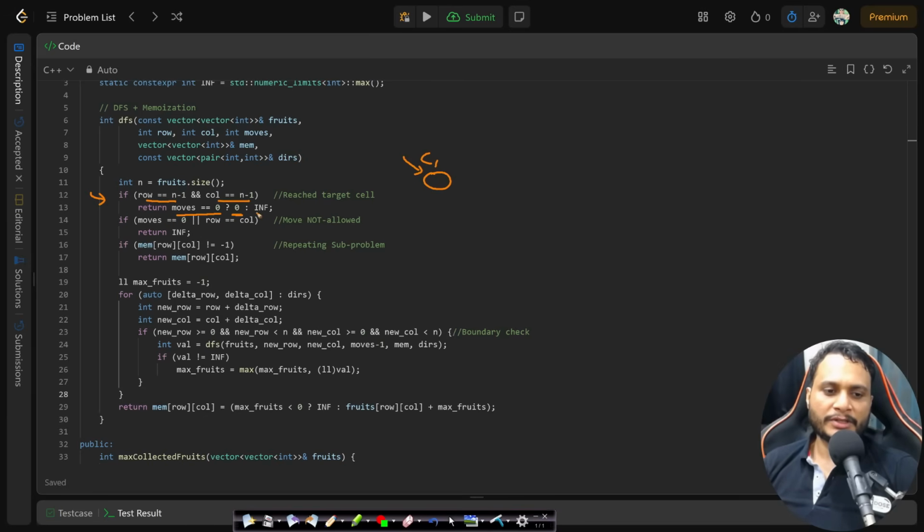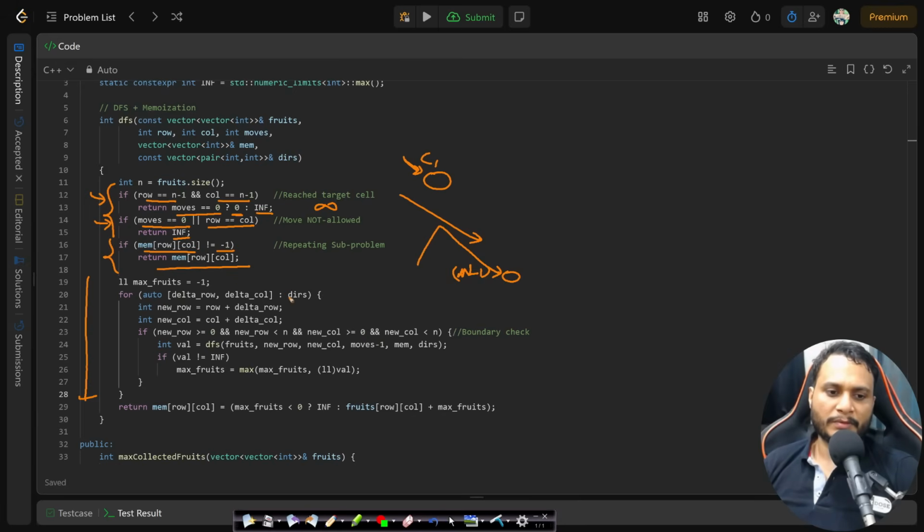Otherwise, if we have reached there by more number of moves, then we will be returning infinity, which will be invalid path. Okay. If we exhausted all the moves, then also we will be returning infinity, or when we touch the diagonal, then we will be returning infinity because we cannot come back to the last cell in n minus 1 moves. That will not be possible. And if we do not hit any of the base cases, then we will check if this subproblem was already calculated, then we will be returning the value. Otherwise, we will be trying to calculate the maximum fruit collection.